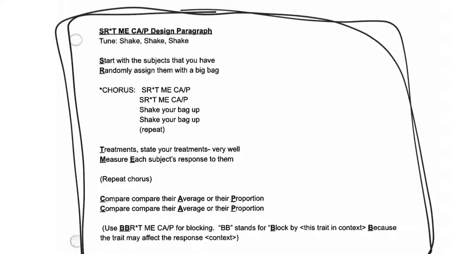So we're going to start with the subjects that we have. We're going to randomly assign them with a big bag, and then we're going to shake the bag up. And then we're going to pull out half for each group or whatever.